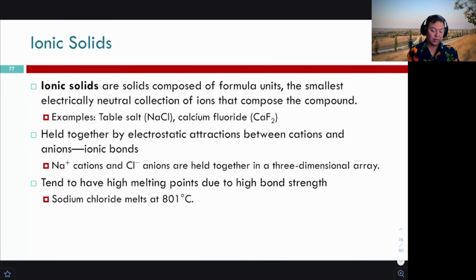Ionic solids, on the other hand, are solids composed of formula units, again, like table salt, sodium chloride, or calcium fluoride. I have a little more room here, so I can draw this out again. So kind of like the sodium, chlorine, chlorine, right? It's a grid, a repeating pattern of these sodium and chloride atoms.